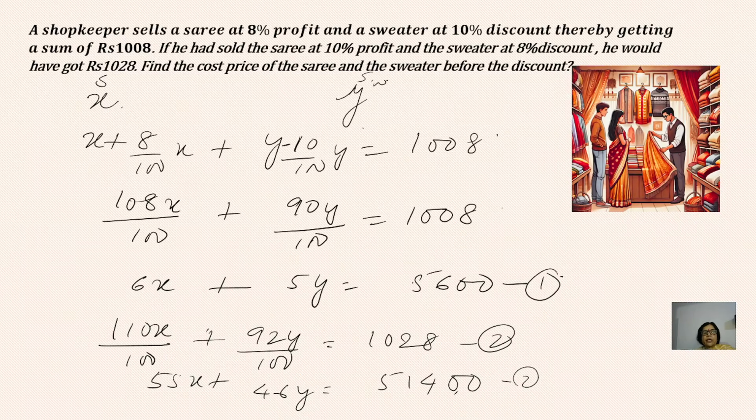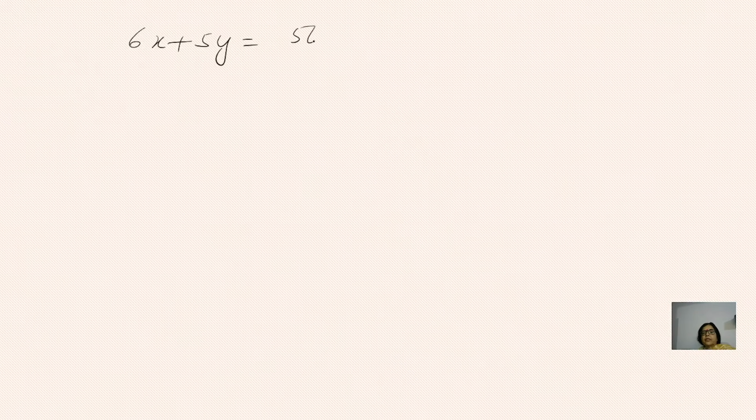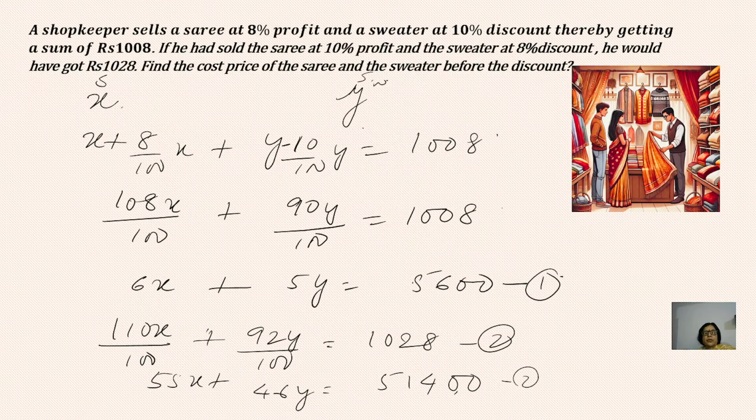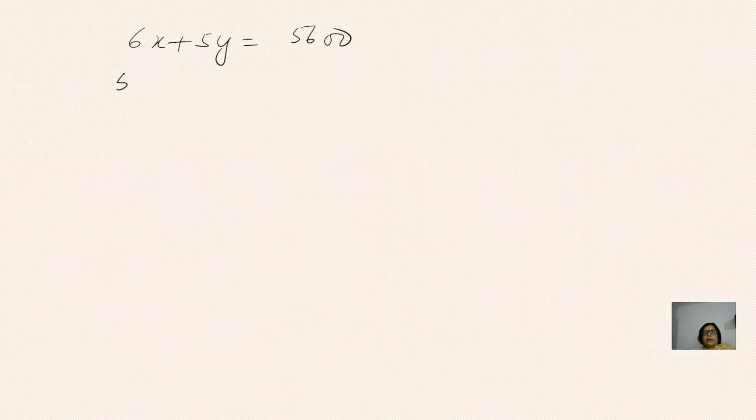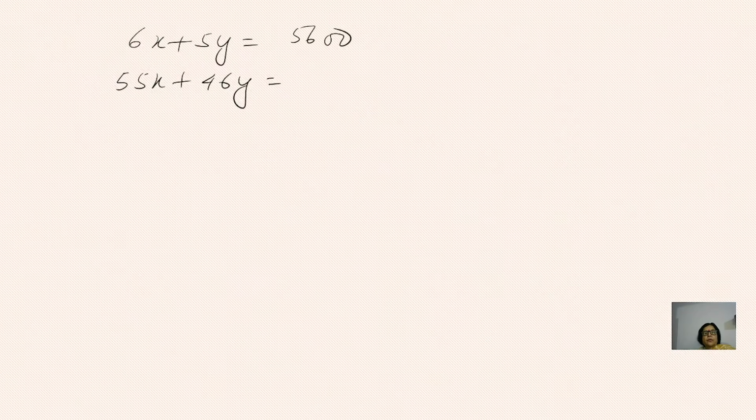Now in order to solve it, we are getting here 6x plus 5y is equal to 5600. And the second equation we got as 55x plus 46y is equal to 51400. Now we can use any method. I am again using the elimination method.